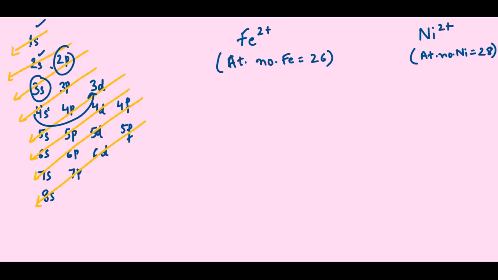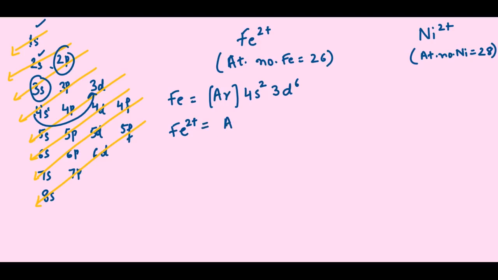Okay, now what is the right approach? The right approach is that first you do the configuration of iron. For iron, the nearest noble gas is argon. Okay, now up to argon 18 electrons have been filled. Now how many electrons are left? The remaining electrons are 8. I will write the remaining electrons like this: argon 4s2 and then 3d6. Okay, so first you have done the configuration of iron. Now you will do the configuration of Fe2+, which is the ferrous ion.